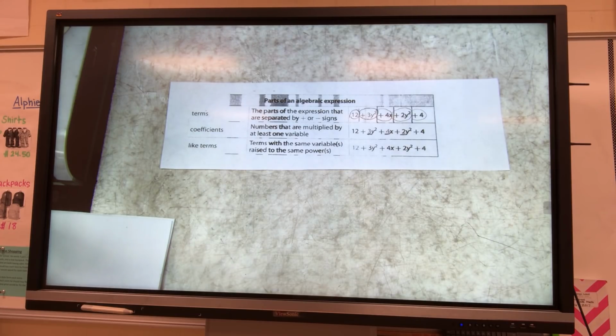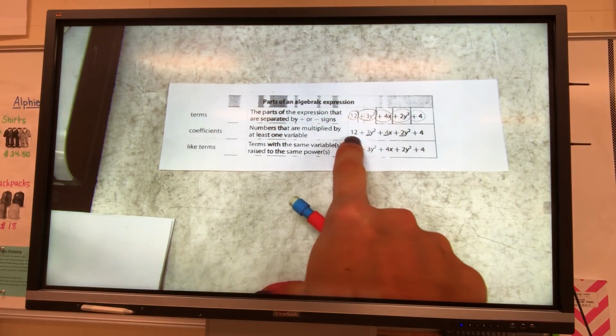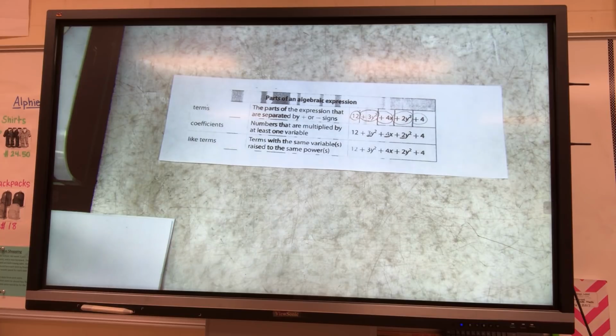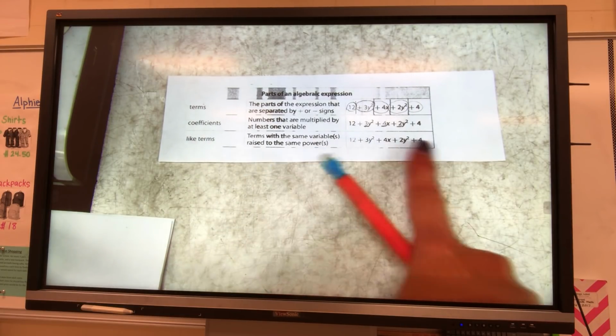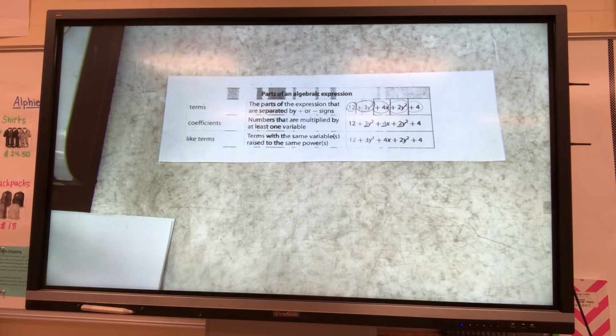Now like terms, which I'll go ahead and tell you that 12 and 4 are called constants because 12 is always 12. It doesn't change. It's that value no matter what. So 12 and 4 are known as constants because their value never changes. 4 is always 4. Any way you look at it, 4 is 4. Now like terms are terms that have the same variable raised to the same power. So in this problem, 12 and 4 are actually like terms because neither one of them has a variable that's connected to them.